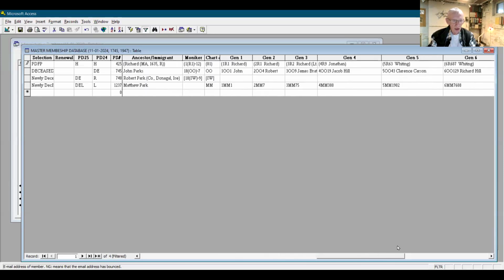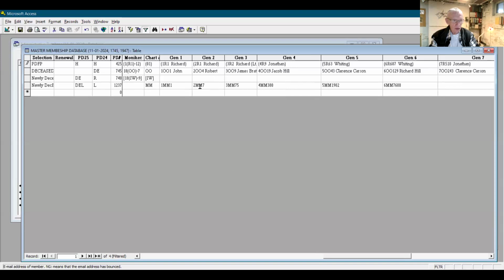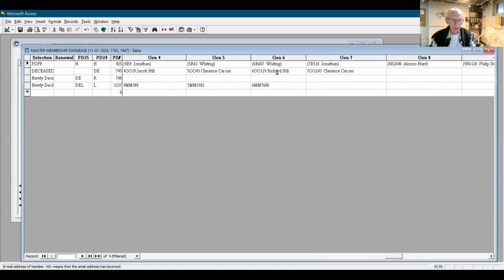But what's really nice is that from their actual lineage application, we show their line. In this case, this person, 745, is Carson Parks. He's lineage key 00, and this is his line, from John to Robert to James Ratton to Jacob Hill to Clarence Thomas to Richard Hill and to him, 700-243 Clarence Carson Parks. And again, we have that information in the membership database.